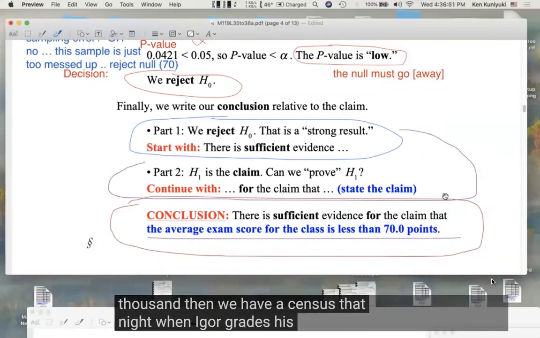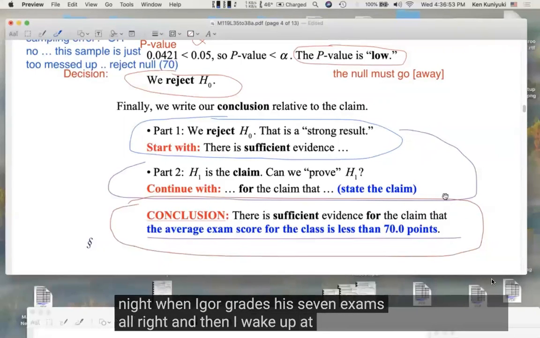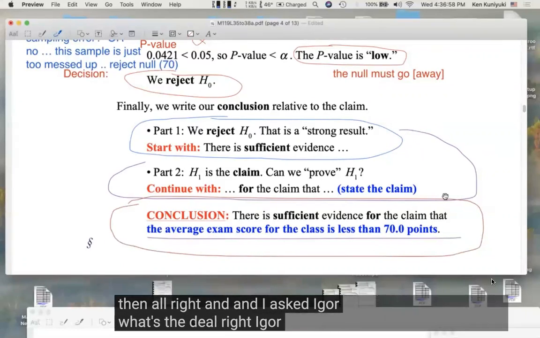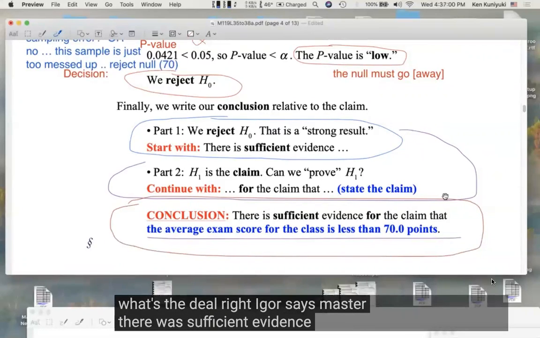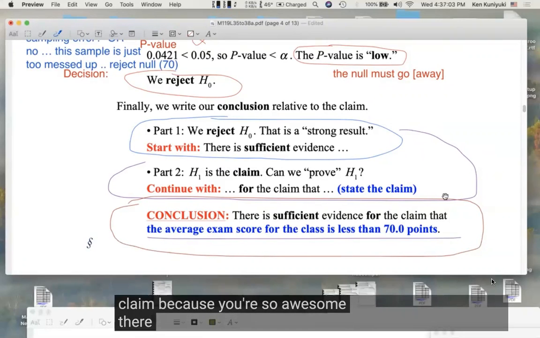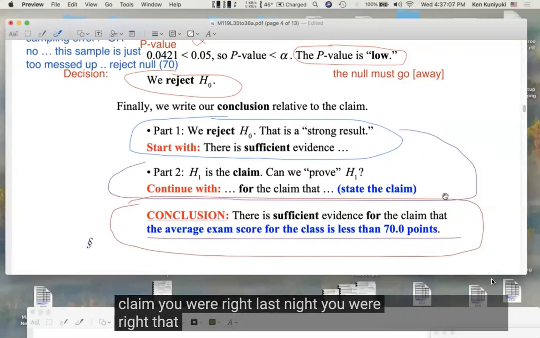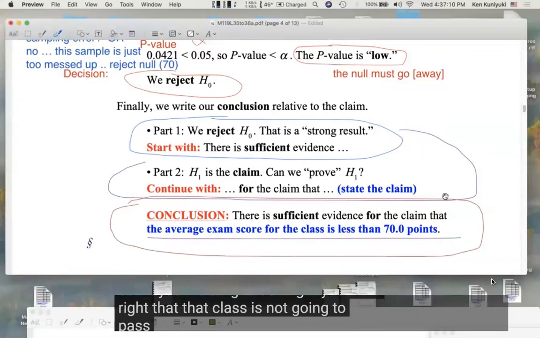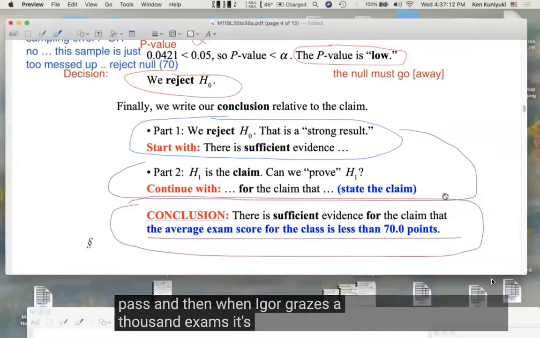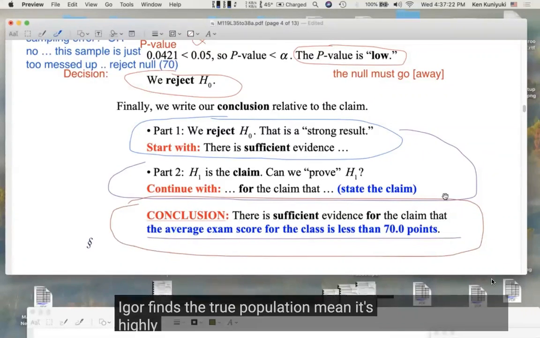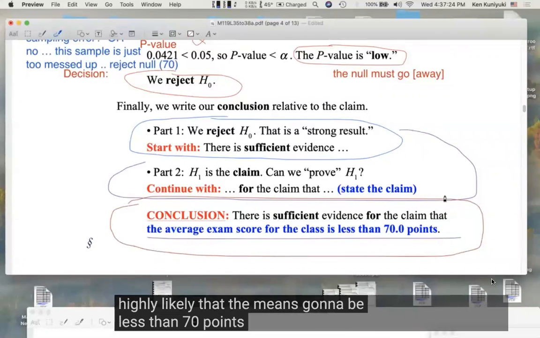That night when Igor grades the 7 exams, and then I wake up at noon and I ask Igor, what's the deal? Igor says, Master, there was sufficient evidence for your claim because you're so awesome. You were right last night. You were right that that class is not going to pass. And then when Igor grades the 1,000 exams, it's likely that will be the case. When the 1,000 exams are entered, Igor finds the true population mean. It's highly likely that the mean is going to be less than 70 points.